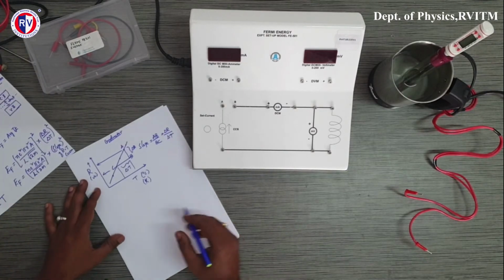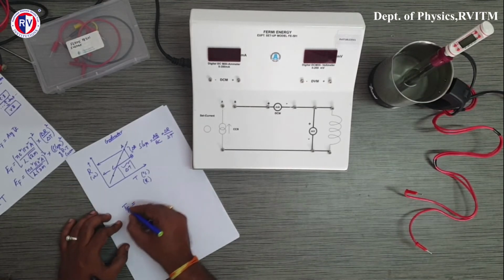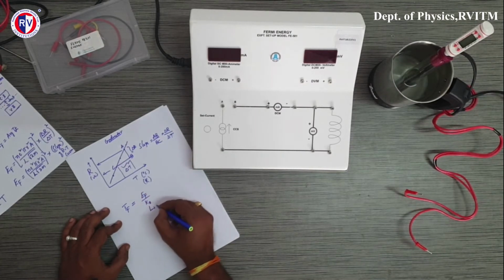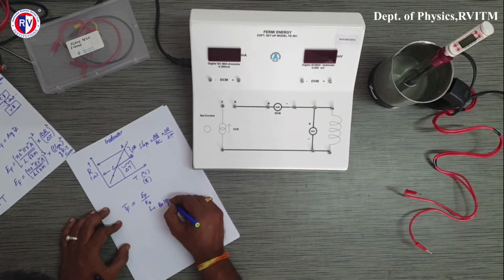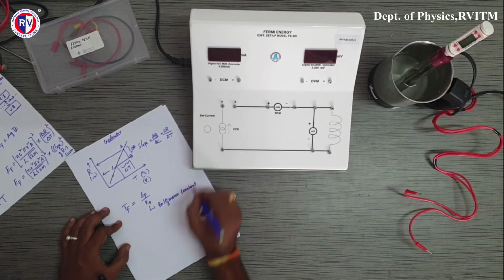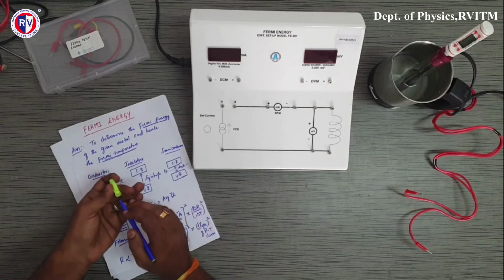Once we calculate the Fermi energy, we can also calculate the Fermi temperature, represented by Tf, which is equal to EF divided by Kb, where Kb is the Boltzmann constant. Now, let's perform this experiment.